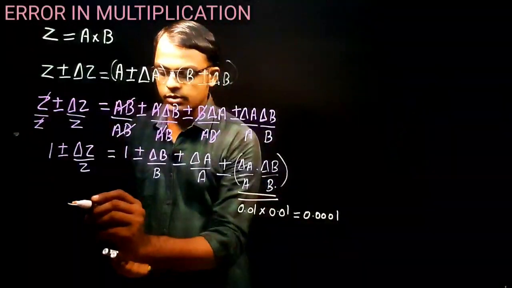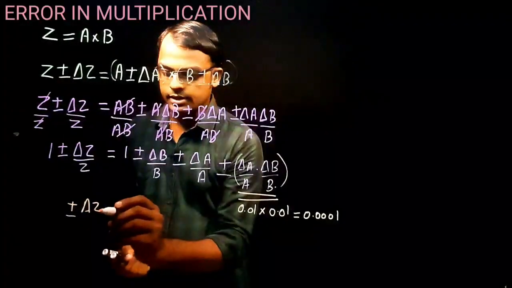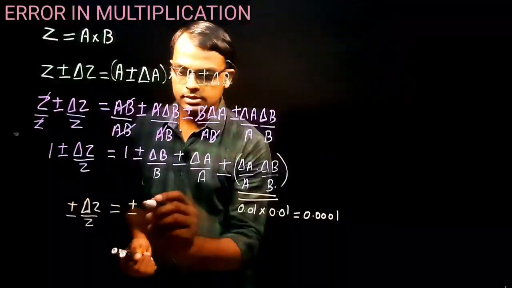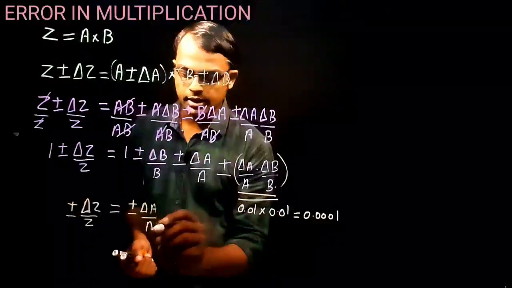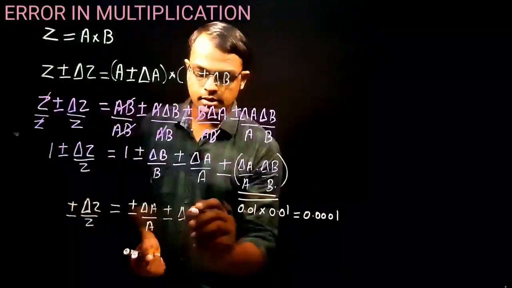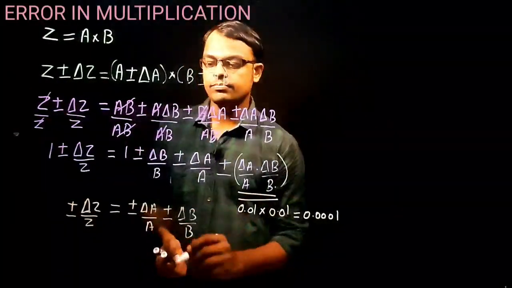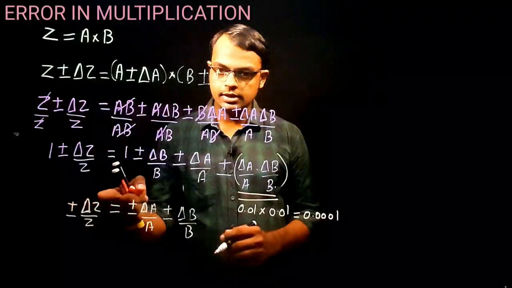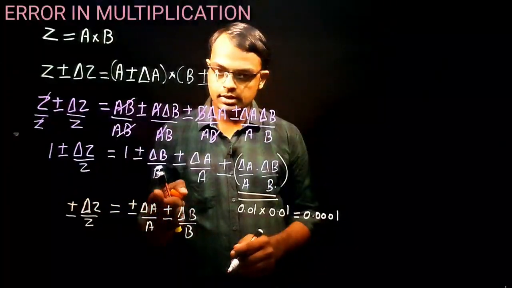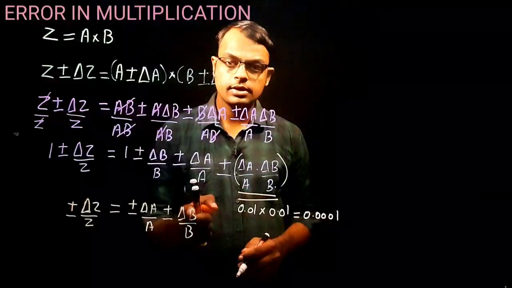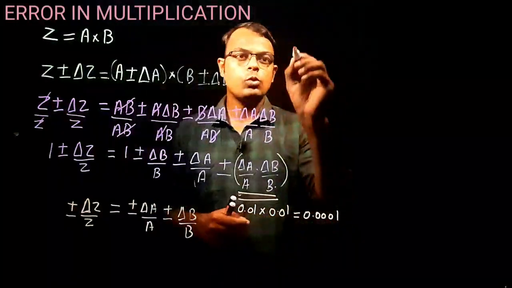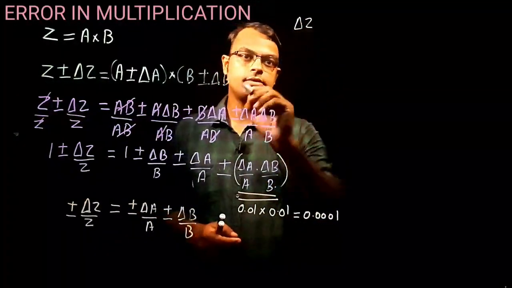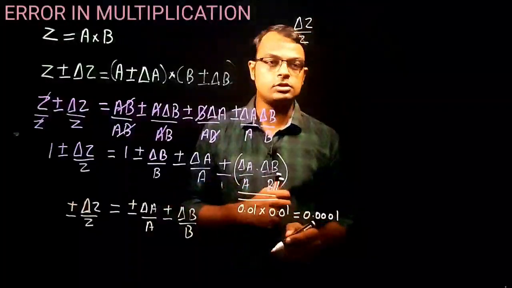Therefore, you can write this equation as delta Z divided by Z is equal to plus or minus delta A by A plus or minus delta B divided by B. Correct? So what has this equation become? This is the relative error in the final result. This is the relative error in the A value. This is the relative error in the B value. Correct? So what are the error combinations in delta Z by Z? We can write the combinations here.